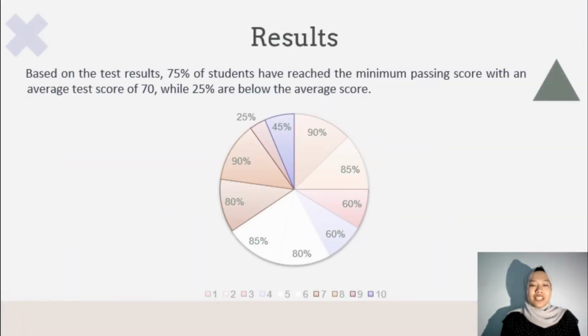Result. Based on the test results, 75% of students have reached the minimum passing score with an average test score of 70, while 25% were below average. The analysis of the questions showed variation in student understanding depending on the type of question. Questions number 1 and 8, which focus on counting the number of blocks in the picture and writing numerical symbols, were answered correctly by 90% of the students.